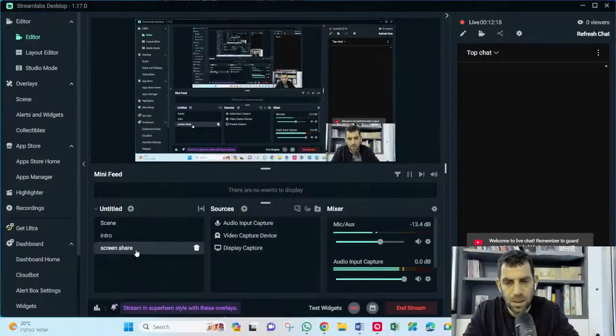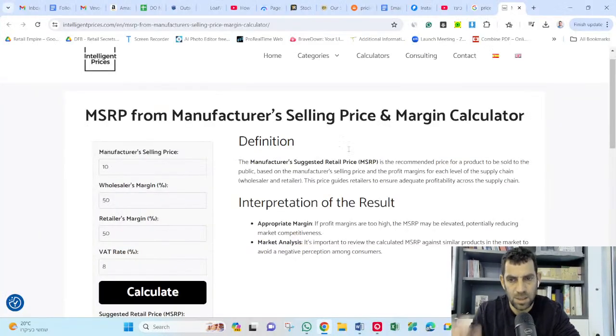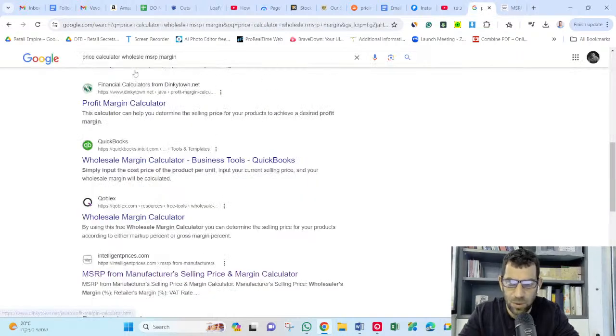Now let me share with you very quickly that in websites like this, and this one is called intelligentprices.com. Okay, I was just looking for price calculator, wholesale, MSRP, margin. That's what I was looking for. There's a lot of websites showing you different tools. I find this one very helpful.